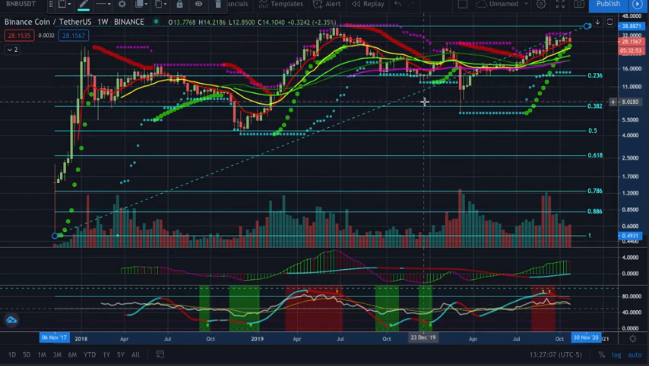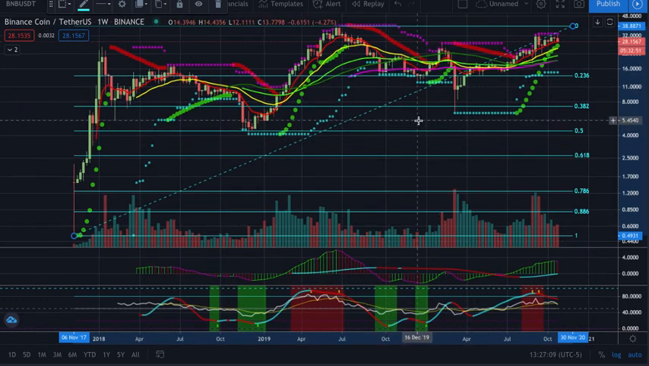But overall, BNB is definitely one of the more regularly, continually bullish cryptos in the space.